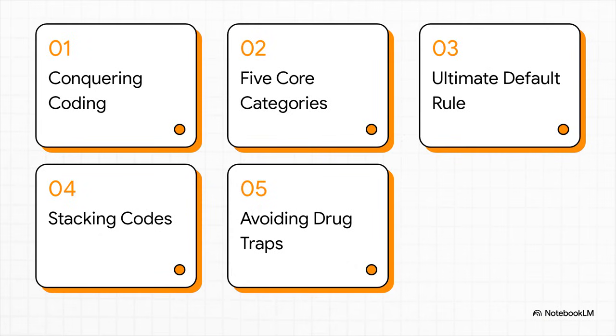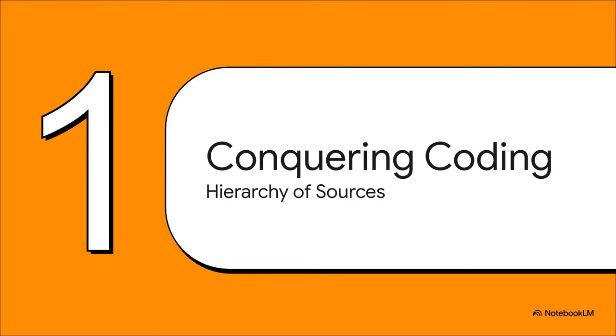Okay, let's dive right into our structured roadmap for this explainer. First up, conquering diabetes coding. Then, the 5 core categories. Third, the ultimate default rule. Fourth, stacking combination codes. And finally, number 5, avoiding drug code traps. We're going to decipher those tricky clinical clues and apply strict CMS laws to arrive at the absolutely perfect compliant code combination. All right, part 1, conquering diabetes coding and the hierarchy of sources.